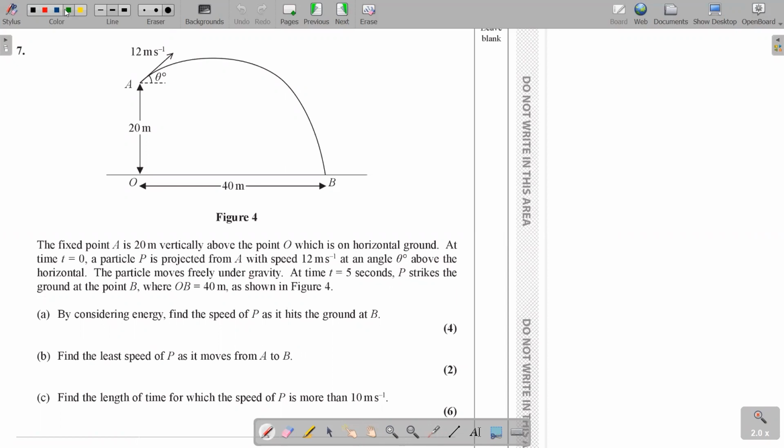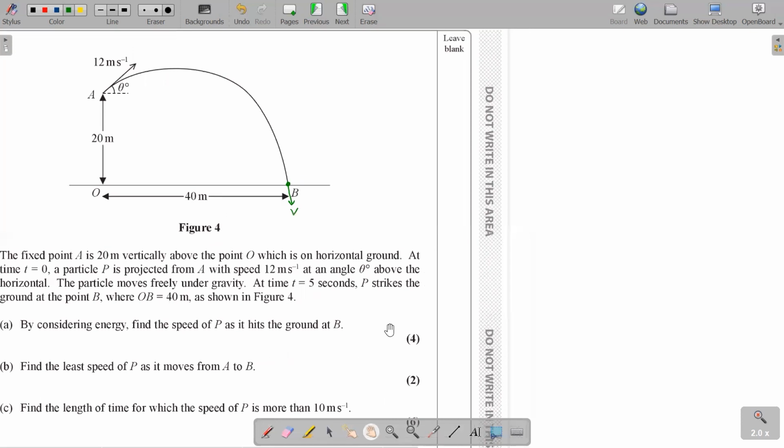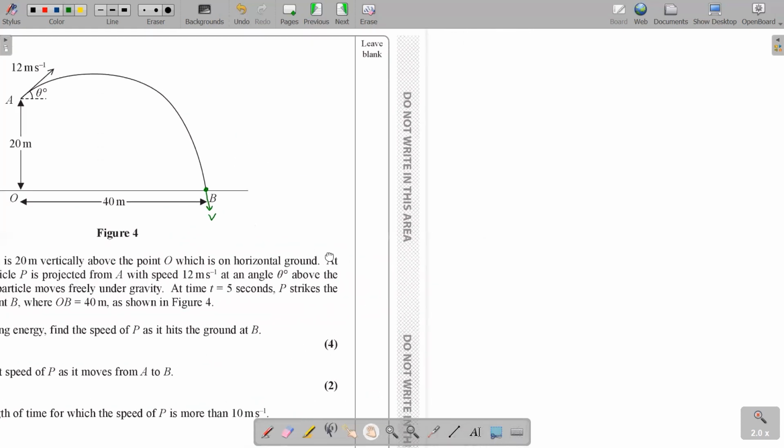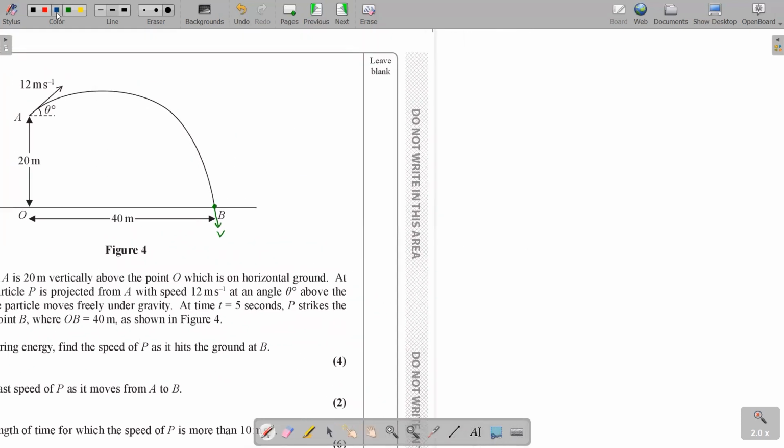They're asking you to find the speed that you hit the ground. So speed is a scalar quantity, right? So we don't need to look into the direction there. And when you're using energy, basically you need to use conservation of energy here. So what are the energies we have? I'll take the ground level as the potential energy 0 level.